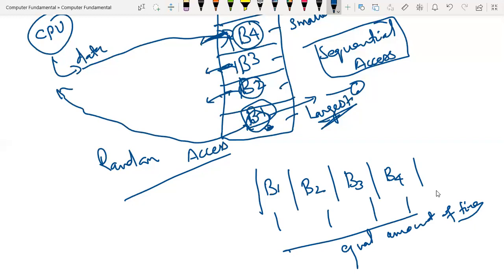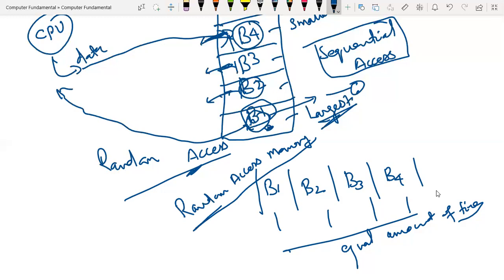Random access is better, but again, this goodness has its own cost. Random access is costly in comparison to sequential access, but it's fast. The memory which supports this random access is known as random access memory. Any memory that supports random access is known as a random access memory.